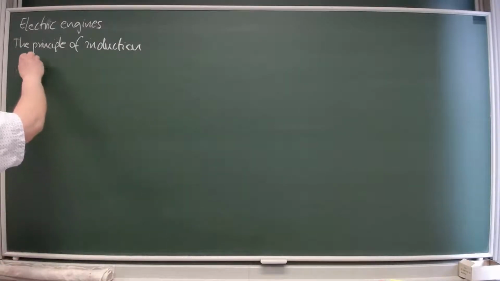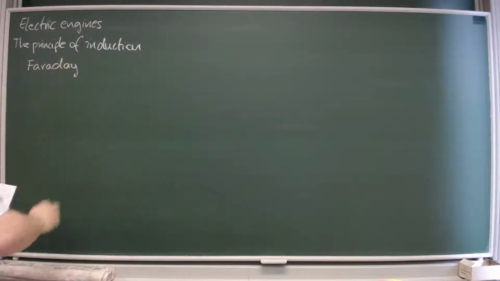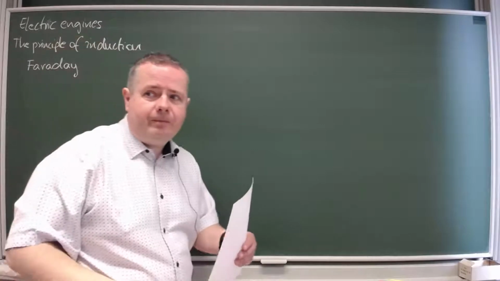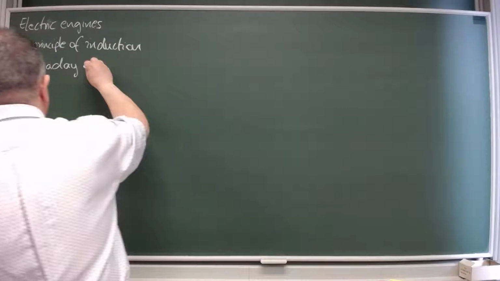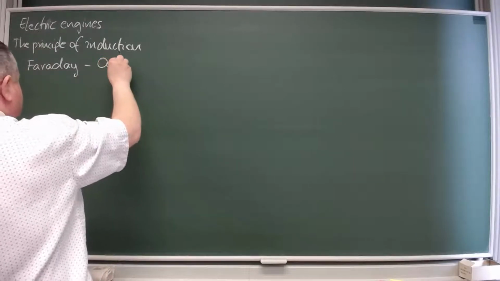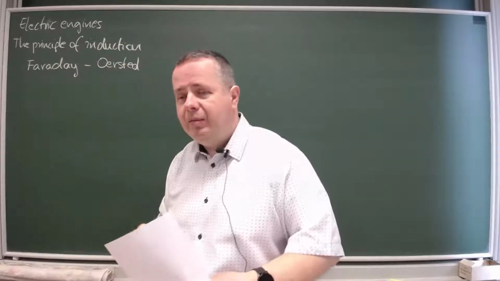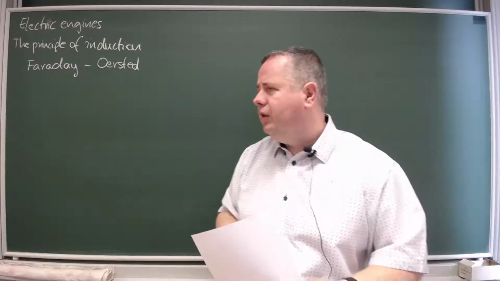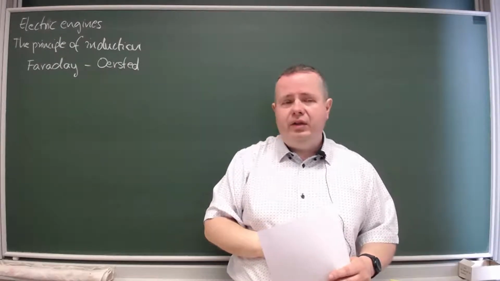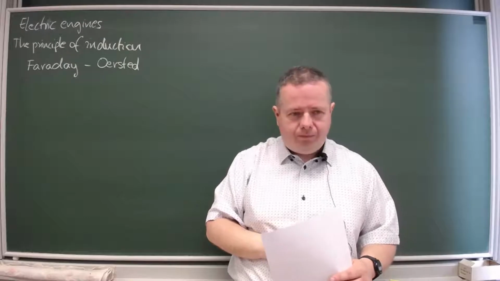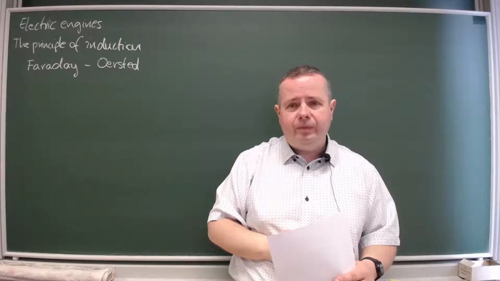The first guy is Faraday, who was an English scientist dealing with electricity. And the second guy is Ørsted. Ørsted was a Danish guy at the same time. They lived in the late 19th century. And the observations they made were the following.